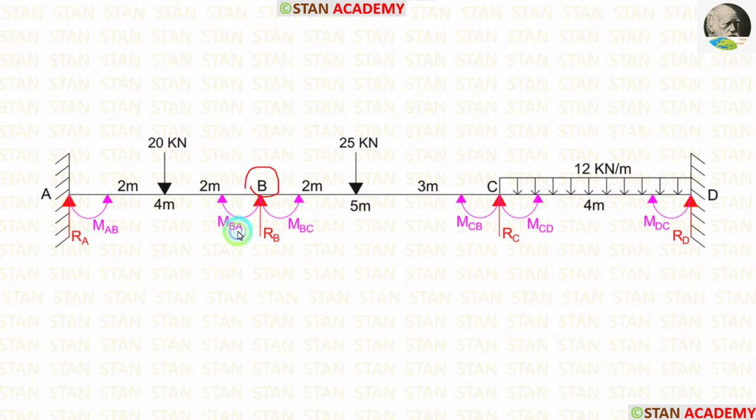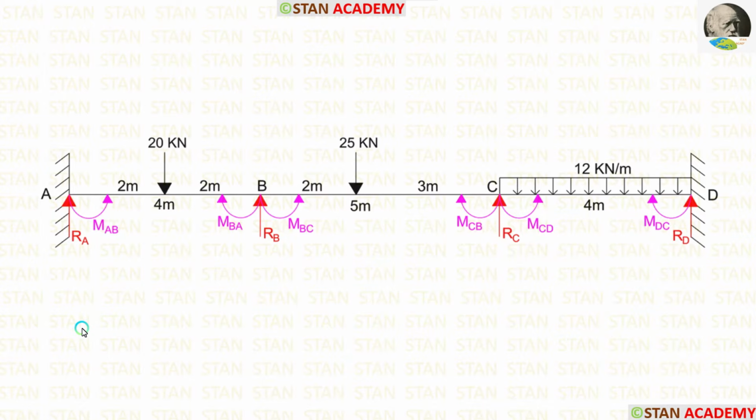In the joint B, we are having two moments MBA and MBC. Also, in the joint C, we are having two moments MCB and MCD. So, totally we have to find 6 moments. Also, we have to calculate 4 vertical reactions RA, RB, RC and RD.